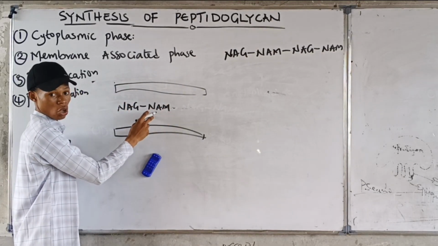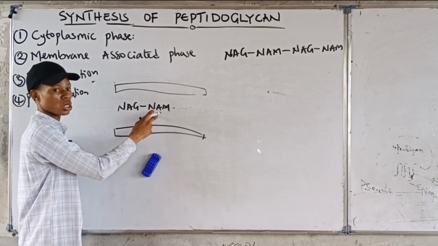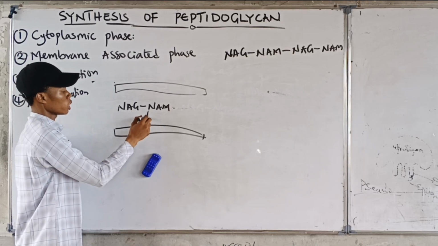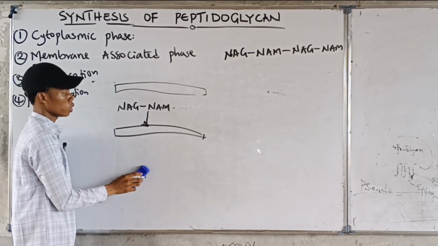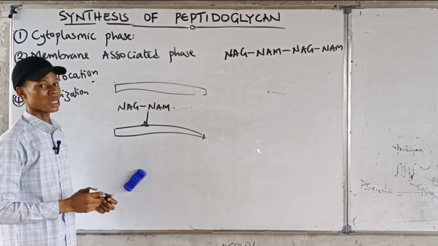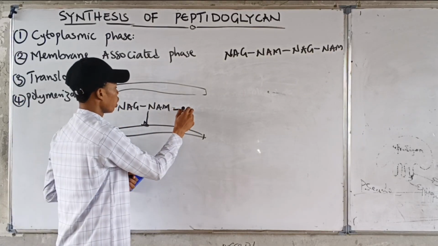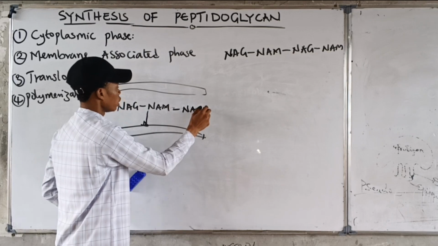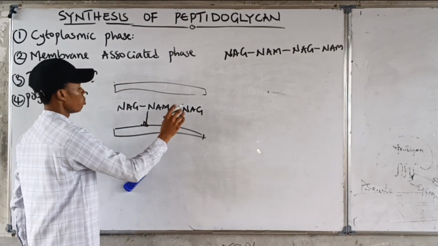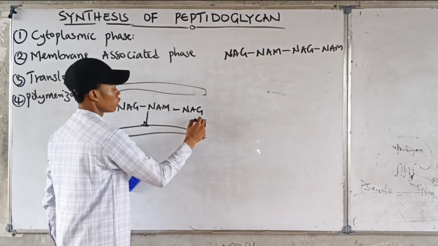Now, you remember that our NAM, we have pentapeptide attached to it. Good. And bactoprenol is still attached to this. Now, there is an enzyme that will elongate this chain. The enzyme elongating this chain or polymerizing this is called transpeptidase.